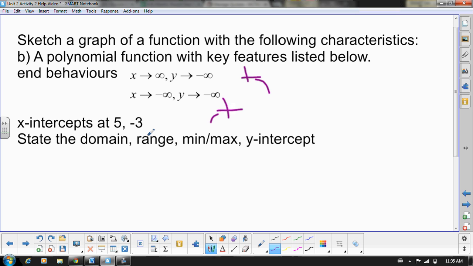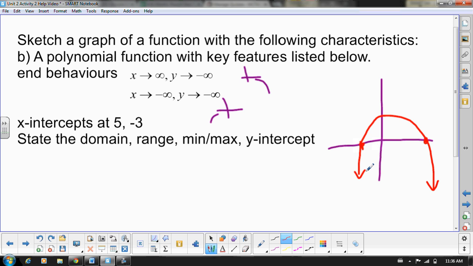Then it tells me there's 2 x-intercepts. So if I want to sketch a graph that fits this description, I have a value at (-3, 0), a value at (5, 0), and since the end behaviors are going in this direction, this is what we will have. So when I state my domain, x will be an element of the reals.